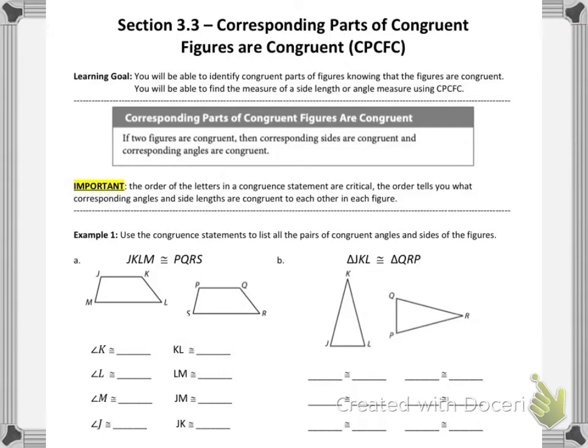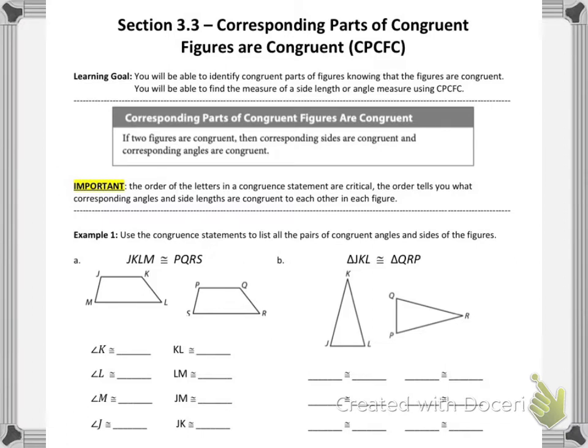This is Mrs. Brunk, and thanks for joining me for the last lesson of Module 3 and also the last lesson of Unit 1. And the title of the lesson is Corresponding Parts of Congruent Figures Are Congruent. Now that sounds like a mouthful, and a lot of times we'll abbreviate that as CPCFC. And it's just really related to knowing if you've got some congruent figures like triangles or quadrilaterals or whatever, that all of their matching or corresponding parts will be congruent.